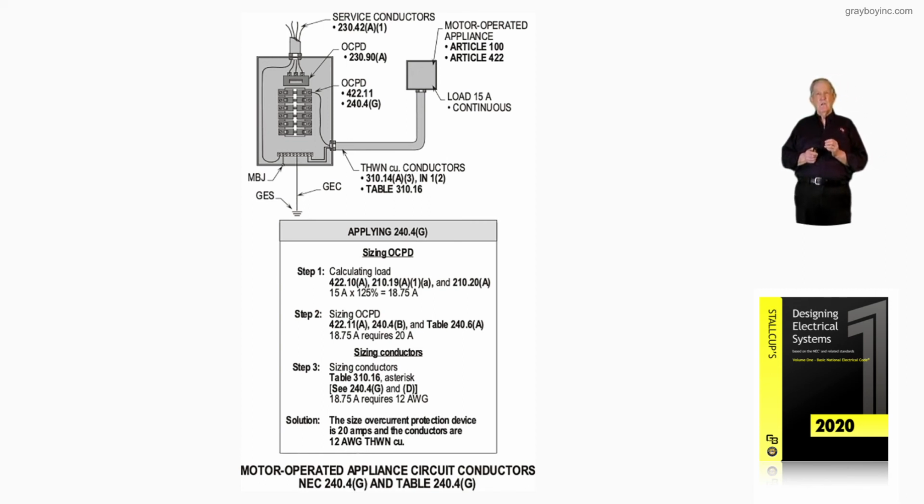18.75 amp calculated load would require number 12 AWG copper. So in this solution, the size overcurrent device is 20 amps. The conductor is number 12 THWN copper, and we comply with 240.4(D) as well. So we apply the sections that we've looked at, the size of the conductors and the overcurrent device, when a motor-operated appliance is involved, and this figure 9-5 is illustrating the procedure to do so.